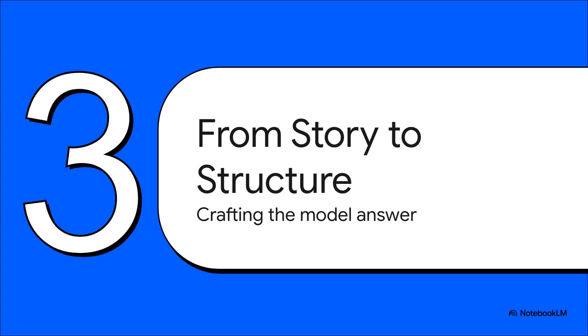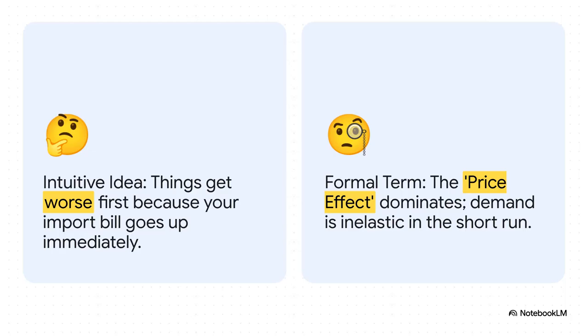This is how we turn that gut feeling into a top-scoring answer. And this right here is the magic trick, the translation. Our simple idea that things get worse first, well, in economics, that's called the price effect. See, in the short run, our demand is what's called inelastic. We're creatures of habit, right? We don't change what we buy overnight, so we're still buying the same amount of imported stuff, but now it costs more. That's why the balance gets worse.